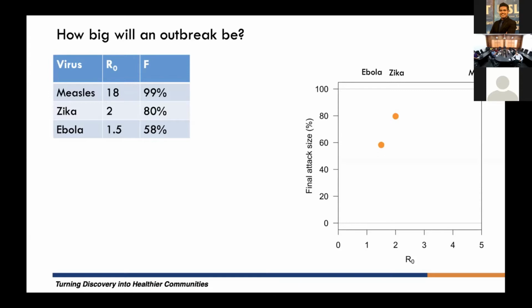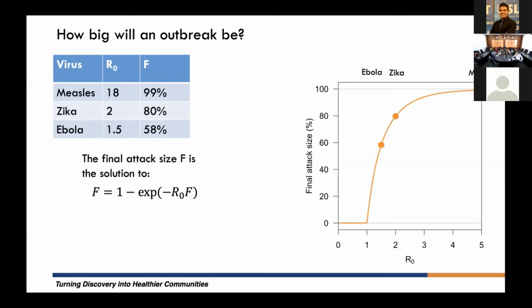So it's actually fairly easy to derive the equation that connects those points up. It looks like that. So up until reproduction number 1, the final attack size is effectively 0, and then beyond that it grows rapidly. Note that even a reproduction number of, let's say, 1.2 can still lead to maybe 20% of the population becoming infected.